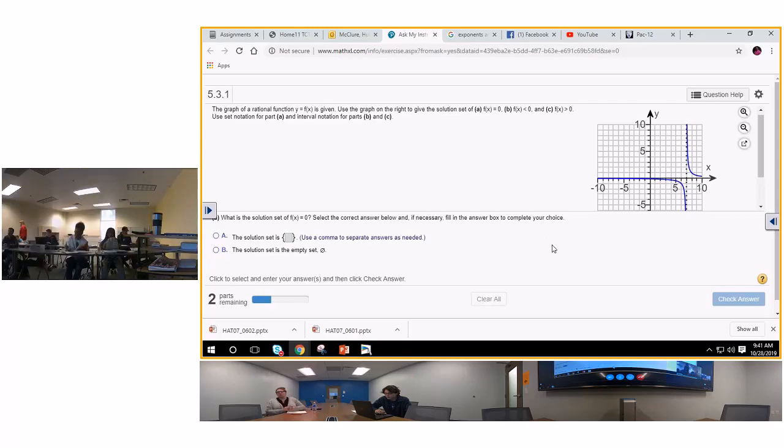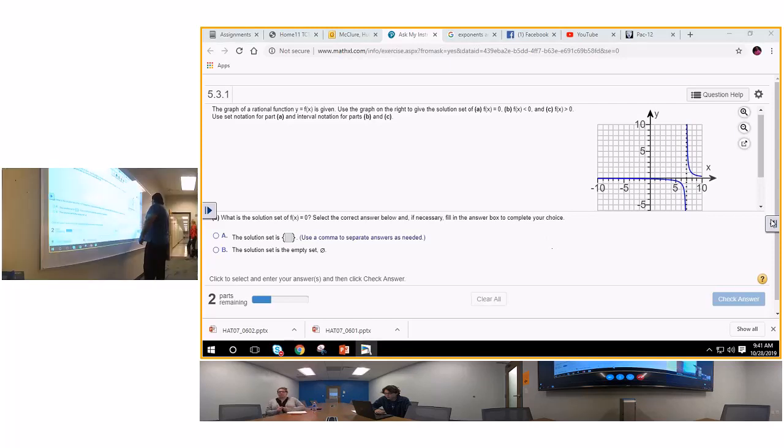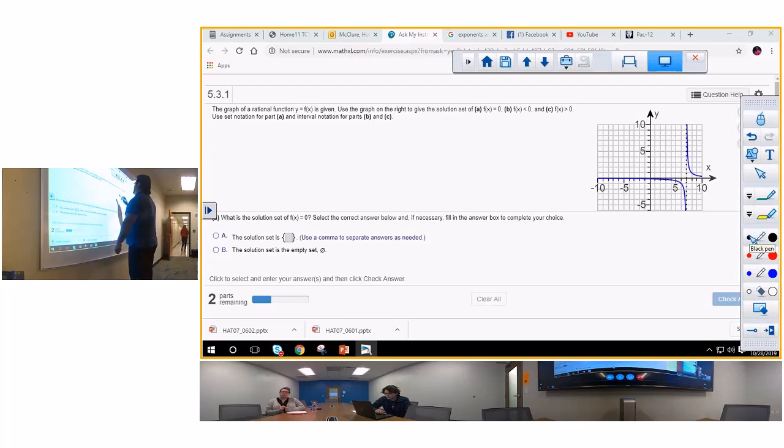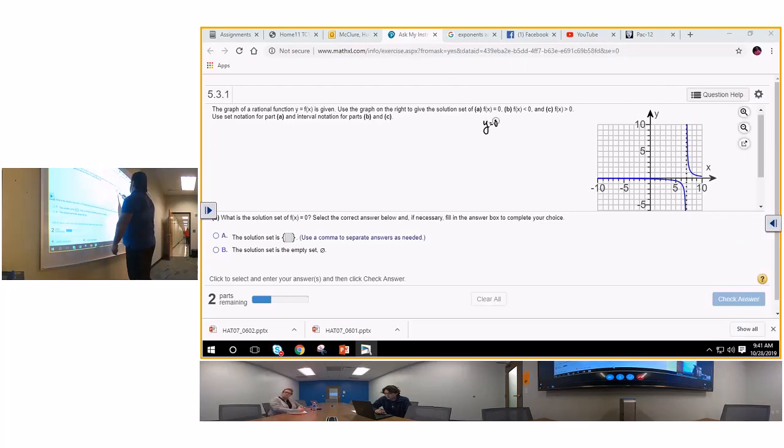So what does this mean? What does A mean? That means that y is equal to what? 0. So what's happening when y is equal to 0? That's the what axis? Okay, so they're asking what's happening at the y-axis. That's what's happening. What's happening at the x-axis? That's what it's asking. All right.